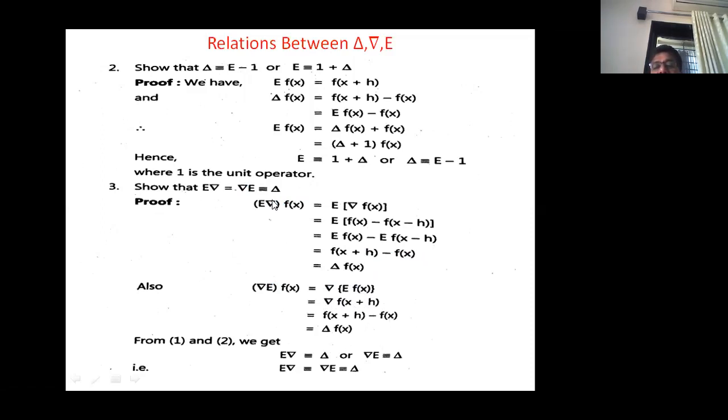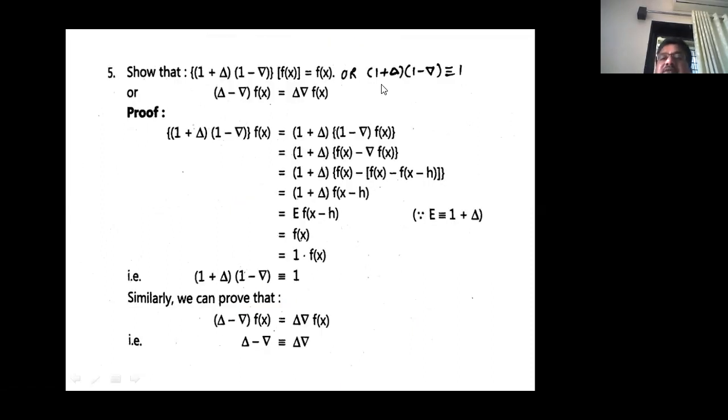Then find delta f(x). What is delta f(x)? It is f(x plus h) minus f(x). That is equation number 3. And then write that E del f(x) is equal to del E f(x) is equal to delta f(x), and that implies E del is equal to del E is equal to delta. Okay. So we have this. Next example, show that (1 plus delta) into (1 minus del) is equal to 1.